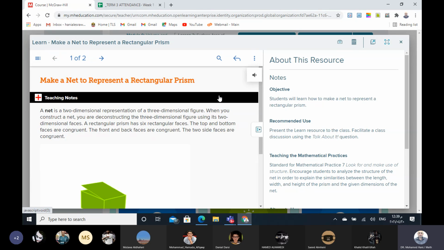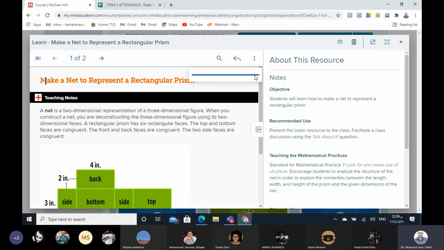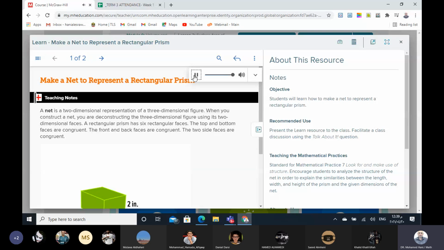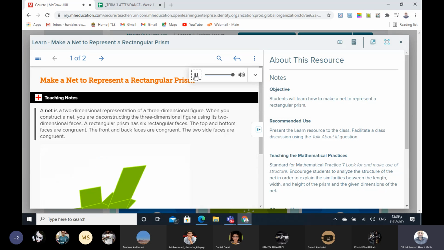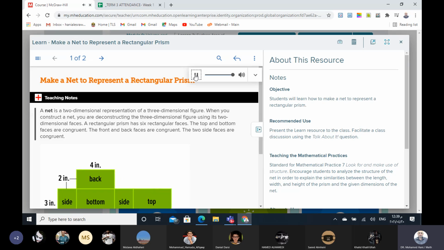So what's the meaning of a net? Listen, please. Make a net to represent a rectangular prism. Teaching notes. A net is a two-dimensional representation of a three-dimensional figure. When you construct a net, you are deconstructing the three-dimensional figure using its two-dimensional faces. A rectangular prism has 6 rectangular faces. The top and bottom faces are congruent. The front and back faces are congruent. The 2 side faces are congruent.